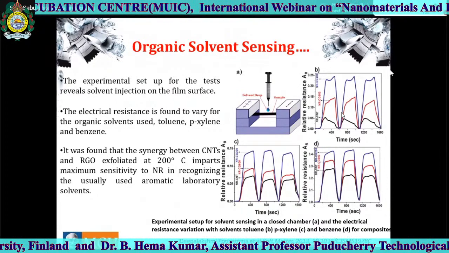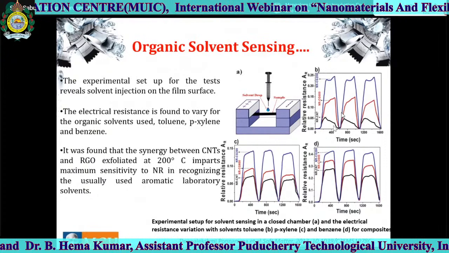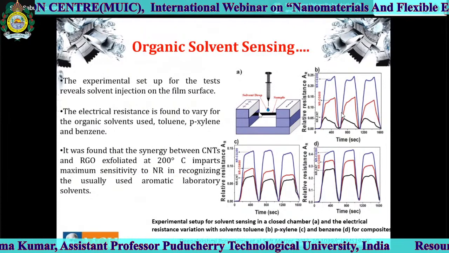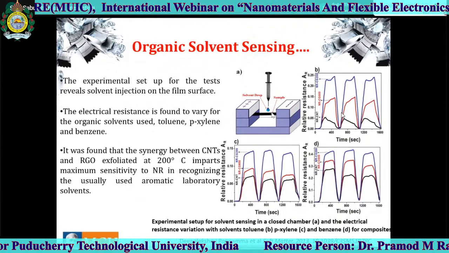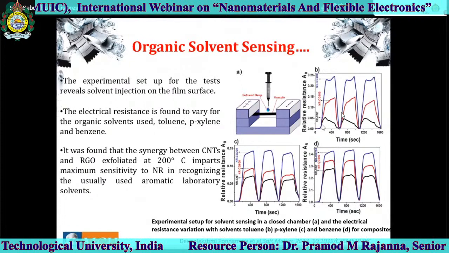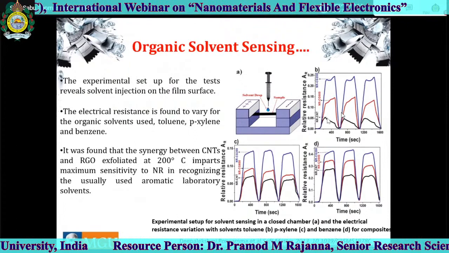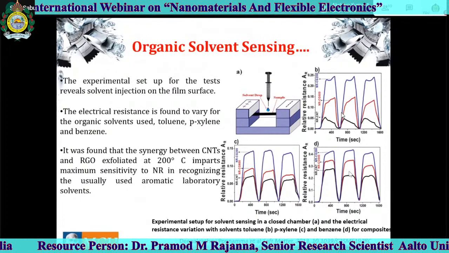Natural rubber with CNT exposed to toluene. When you put a drop of solvent onto this flexible material, which is filled with CNT, the rubber takes up the solvent. Once the solvent is inside the rubber, you know what happens? Rubber expands. When the rubber expands, look at this. The connectivity is lost. The network is destroyed, so resistance increases. After some time, the solvent escapes. The solvent will not remain in the rubber. Solvent escapes. Look, the system comes back. Look at the next one.